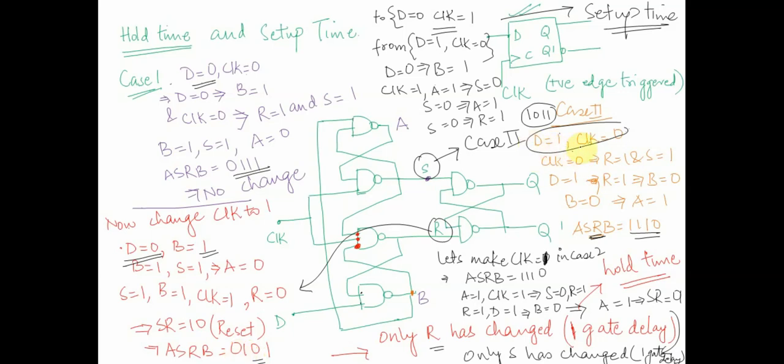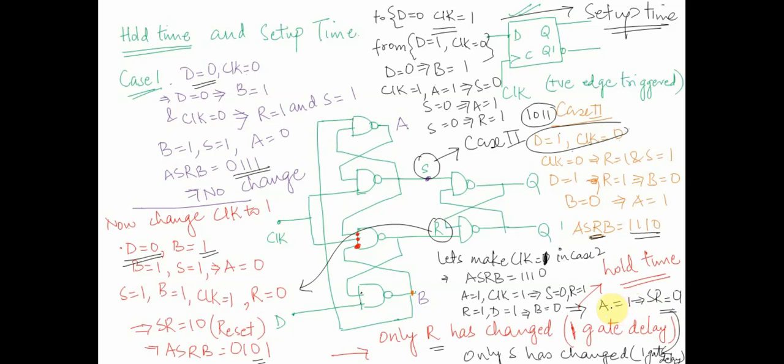Similarly, the case where D was 1, clock was 0, and then we kept D as 1 and made clock equal to 1. What we were able to see was output of 1, right? We were able to see only S getting changed at the output, with only one gate delay, and that gate delay was of the S gate. And we again say this gate delay is something like a hold time. Basically the output would remain stable if we have that gate delay before D changes, right? So the input has to be kept stable for that much amount of time for it to be seen on the output, correct? So that is called the hold time.